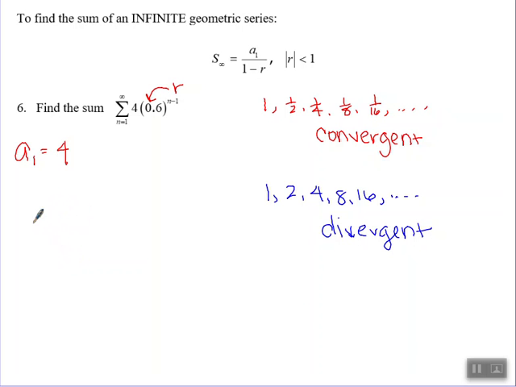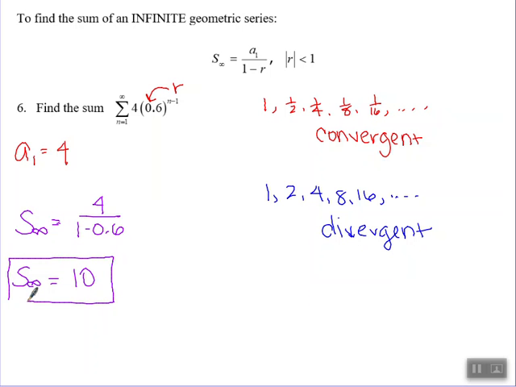So if we use our formula, this infinite sum is equal to the first term over 1 minus r. If you plug that into the calculator, you get 10. So adding up an infinite number of numbers in this sequence, you end up with 10.